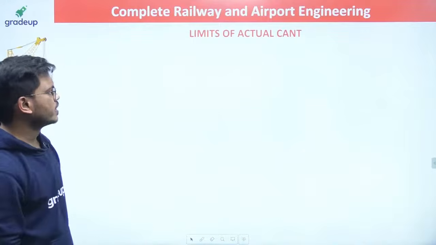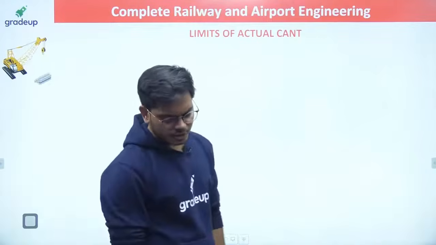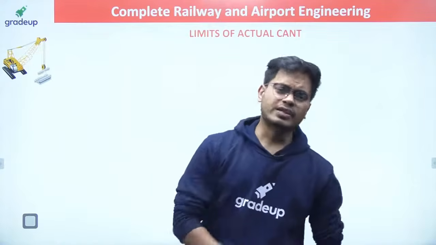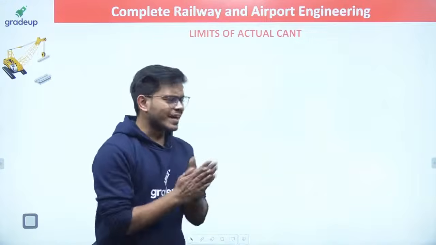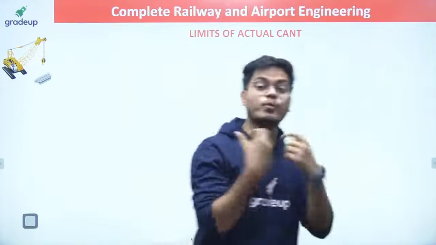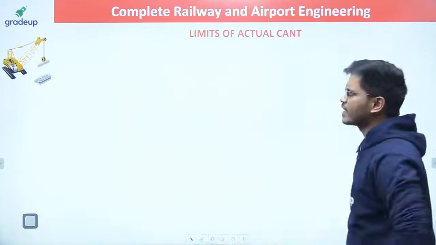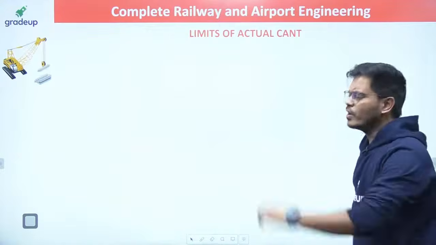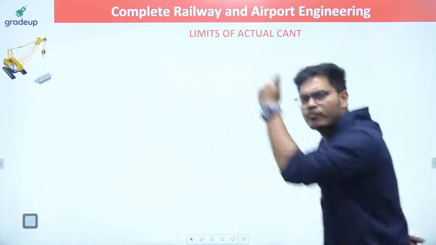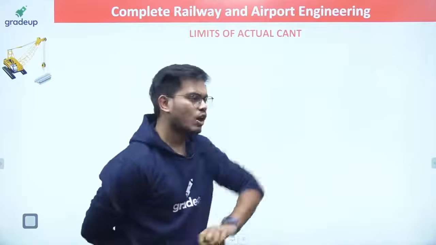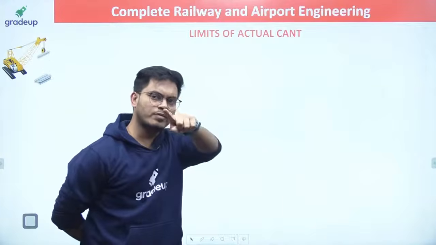So actual CANT I already told you. Now there are some limits also for the CANT, everybody. So guys, basically in general case for broad gauge, what is the limit of your actual CANT? Anybody can tell me please. What is the limit above which I cannot provide the actual CANT? What is that value? Everybody in the comment box with full power.